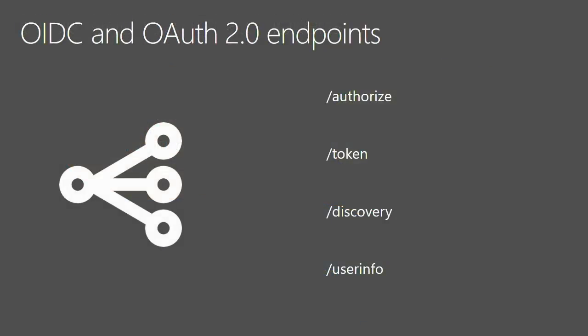We have a number of endpoints. We have an authorize endpoint, so that's the endpoint you go to, obviously, for a login and a password. We have a token endpoint, which is where you go to get the token. We have a discovery endpoint, so if you're familiar with WS-Federation or SAML, you'll know all about metadata. The metadata in OpenID Connect is called discovery. And there's a user info endpoint, which you can use to get information about the user.